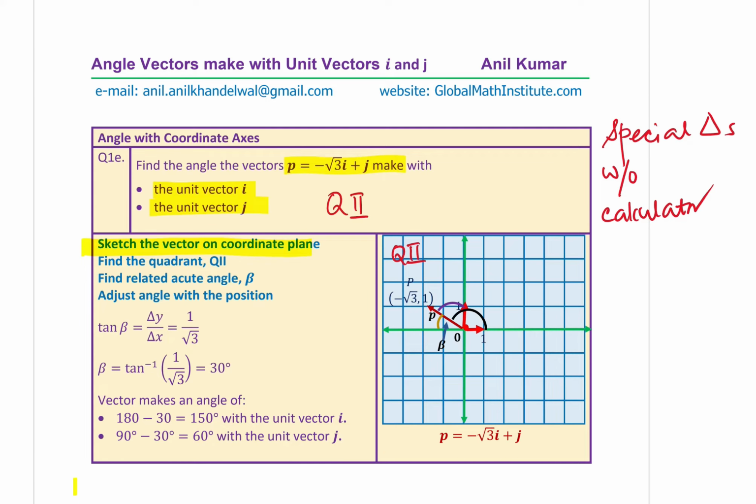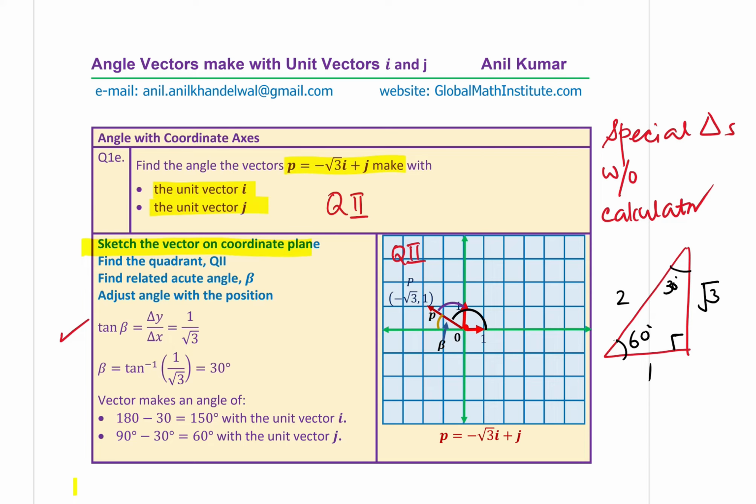Now in this case, the first step is to find the related acute angle, which is the ratio of the y and x values of this particular vector, 1 over square root 3. Now you remember this special triangle which gives you the relation between all these quantities, correct? So 1, 2 and square root 3, right? So that is a 60-30 degrees triangle.